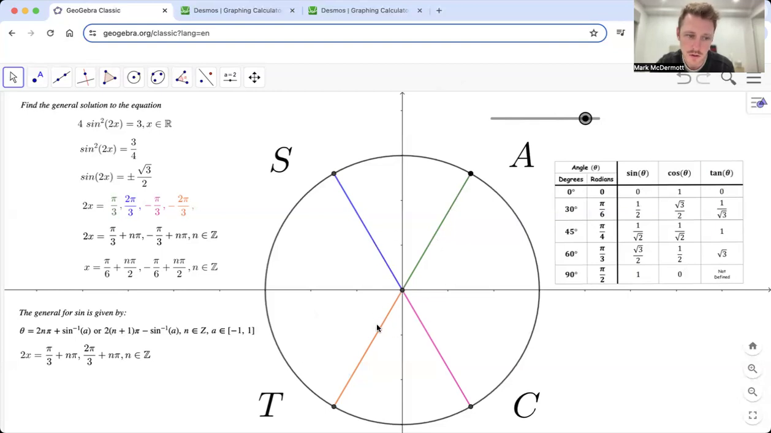So that's the same as before. But the other one we could say is that we take the blue line, which is at 2 pi on 3 plus n pi. So the first one will give us the green line and the orange line, and then taking 2 pi on 3 plus n pi, plus or minus n pi, is going to give us the blue line and the pink line. So that's also a valid solution.